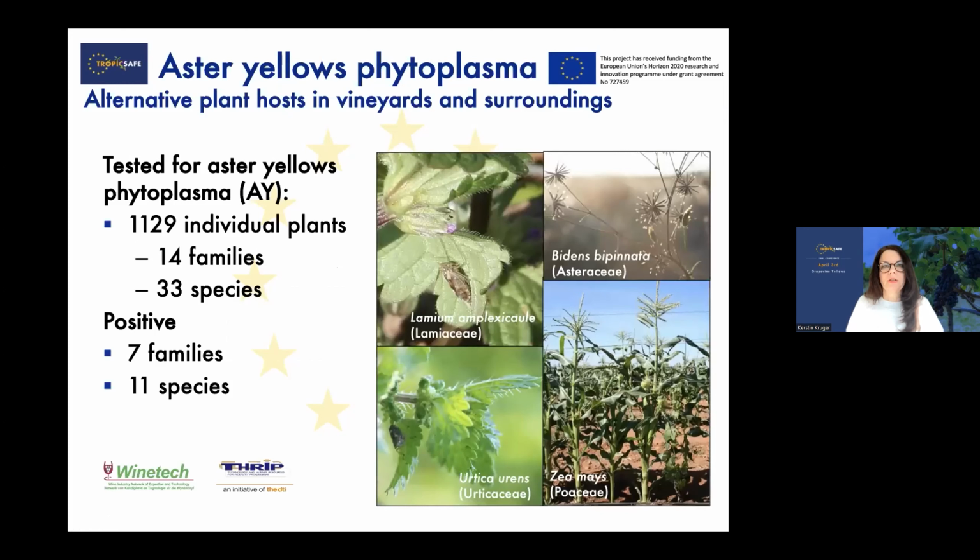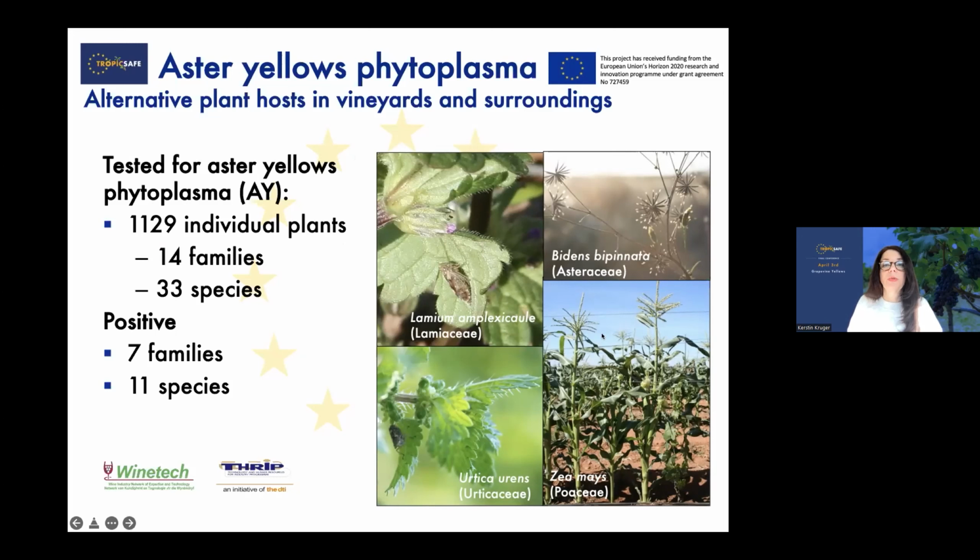So with regard to the alternative host plants, it's just a quick overview. Plants in vineyards and surrounding vineyards were sampled, and we sampled about 1,100 individual plants belonging to 14 families and 33 species. Of these, plants from 7 families and 11 species tested positive for Aster yellows phytoplasma. And these are just some of the examples.